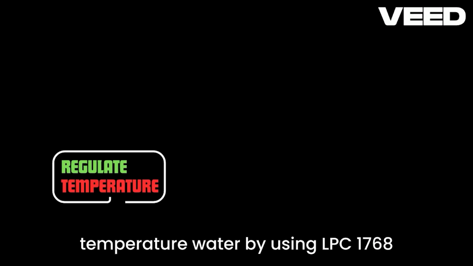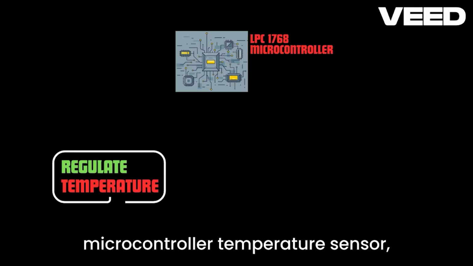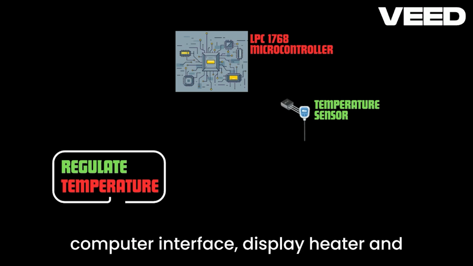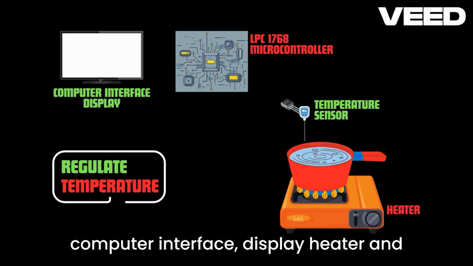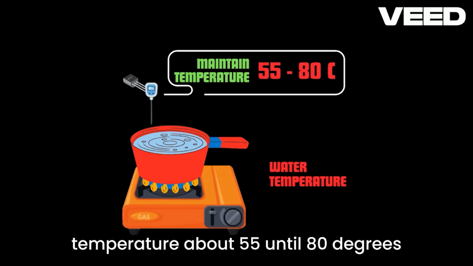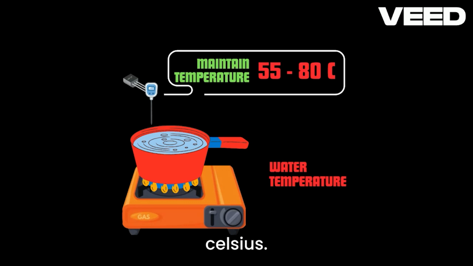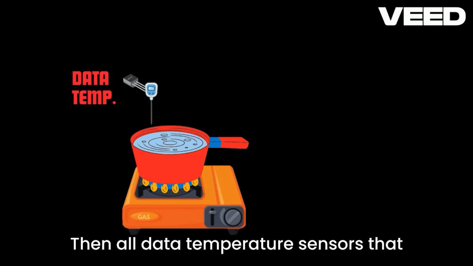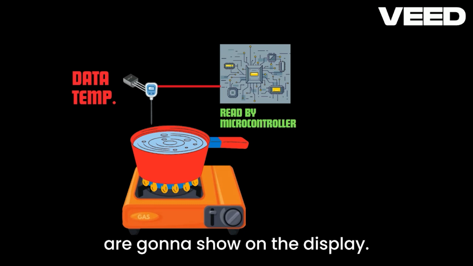The purpose of this project is to regulate water temperature by using an LPC1768 microcontroller, temperature sensor, computer interface display, heater and cooler. We also need to maintain the water temperature between 55 and 80 degrees Celsius. Then all the temperature sensor data that has been read by the microcontroller will be shown on the display.